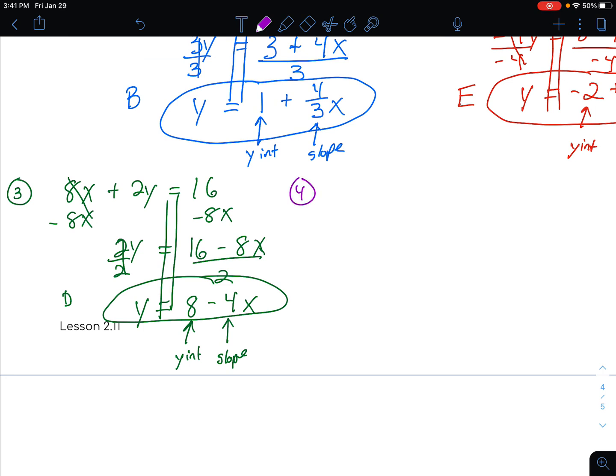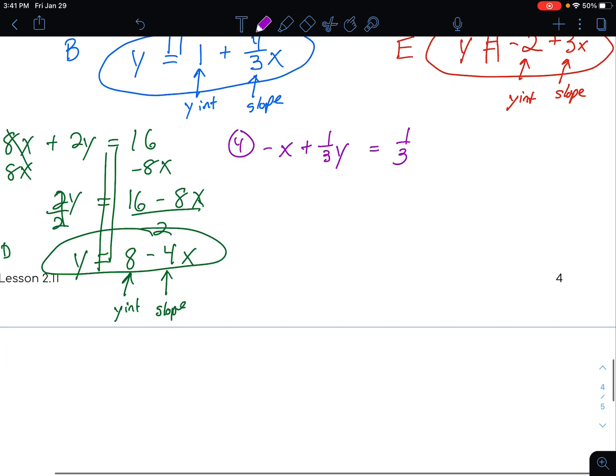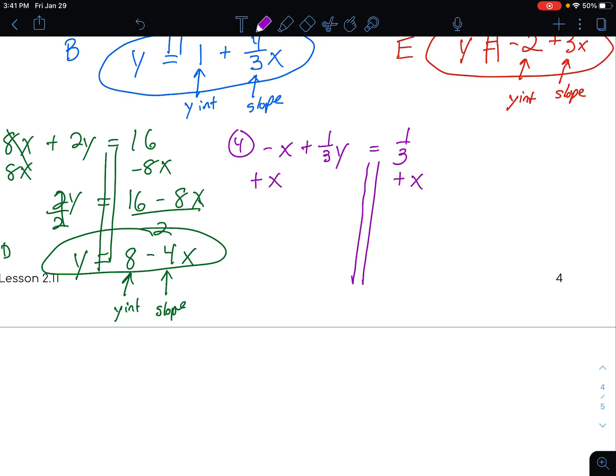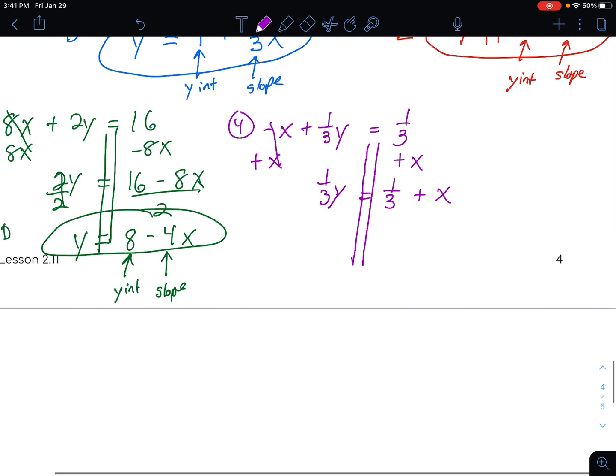Equation number 4. We have something a little bit different. Got some fractions here. So -x plus 1/3 y is equal to 1/3. Okay, so let's add that 1x over to the right side of the equation to cancel out the minus x. That cancels out to 0. Bring down what's left. 1/3 y is equal to 1/3 plus x.